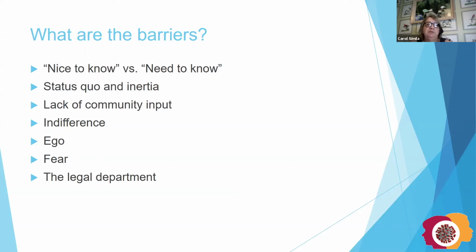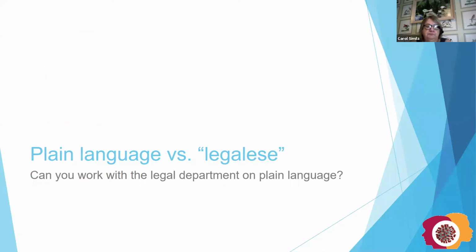Lack of community input. Unfortunately, too many people in our field don't ever really talk to people in the community or their clients. That's a problem. Indifference, ego, fear. The legal department, as I've already said, is a big barrier. But remember, the answer is they understand the law, so get a law that they have to obey for readability.